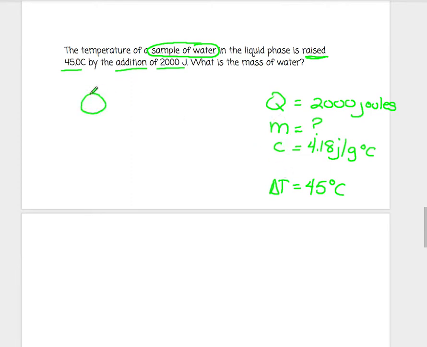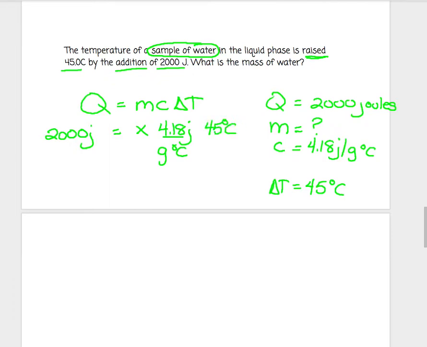We're going to go over here and write our formula, and then plug in all our numbers. 2,000 joules equals mass. My C is my specific heat, which is 4.18 joules per gram degree Celsius, and my change in temperature was 45 degrees Celsius.